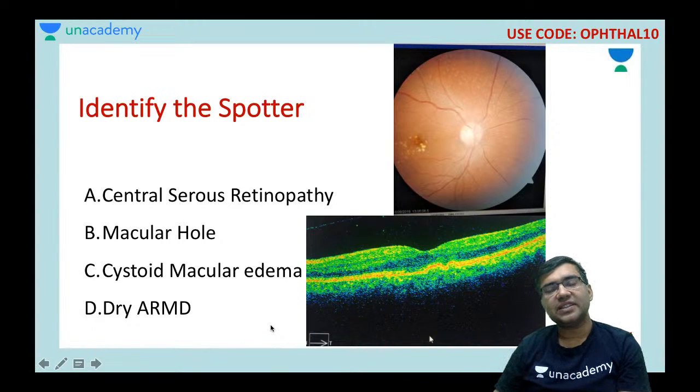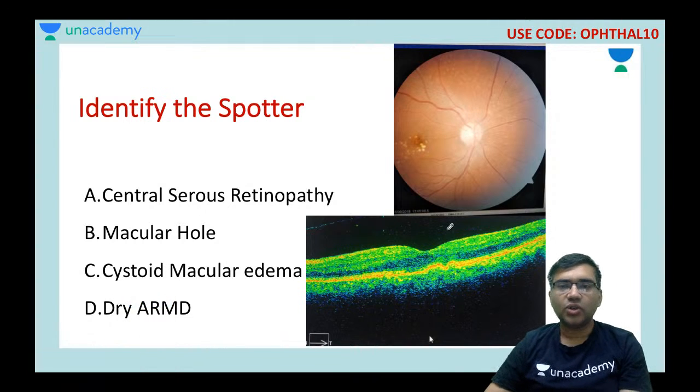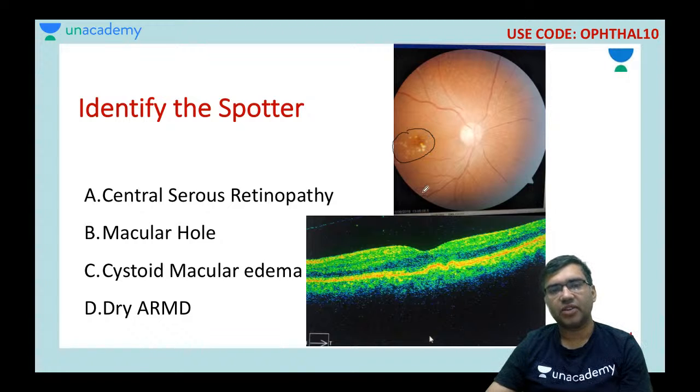Okay, so with this I come to my next question. This is a patient who has got a fundus photo like this and an OCT picture like this. What is this patient suffering from? So here in this patient you can see in the fundus photo this area. You are seeing discrete margins, yellowish spots on the macula. So these yellowish spots on the macula are called drusen.